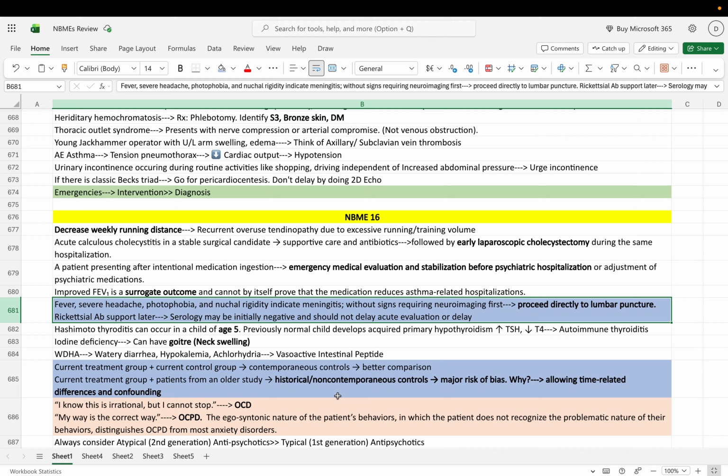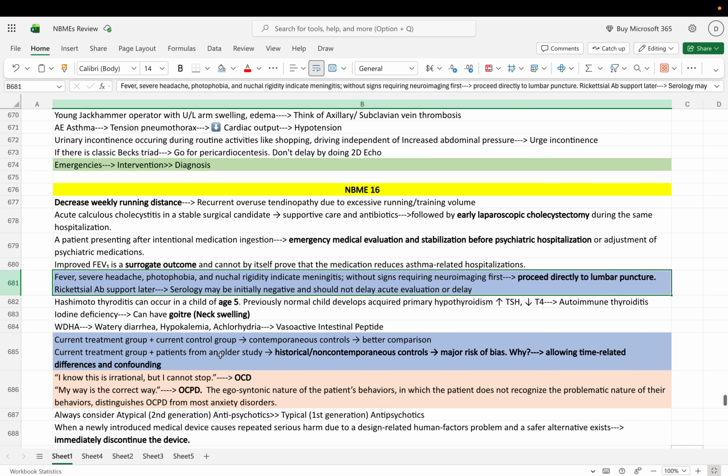Rickettsial antibody testing comes later. Serology may be initially negative, and this serology is not going to help you in an emergency condition.